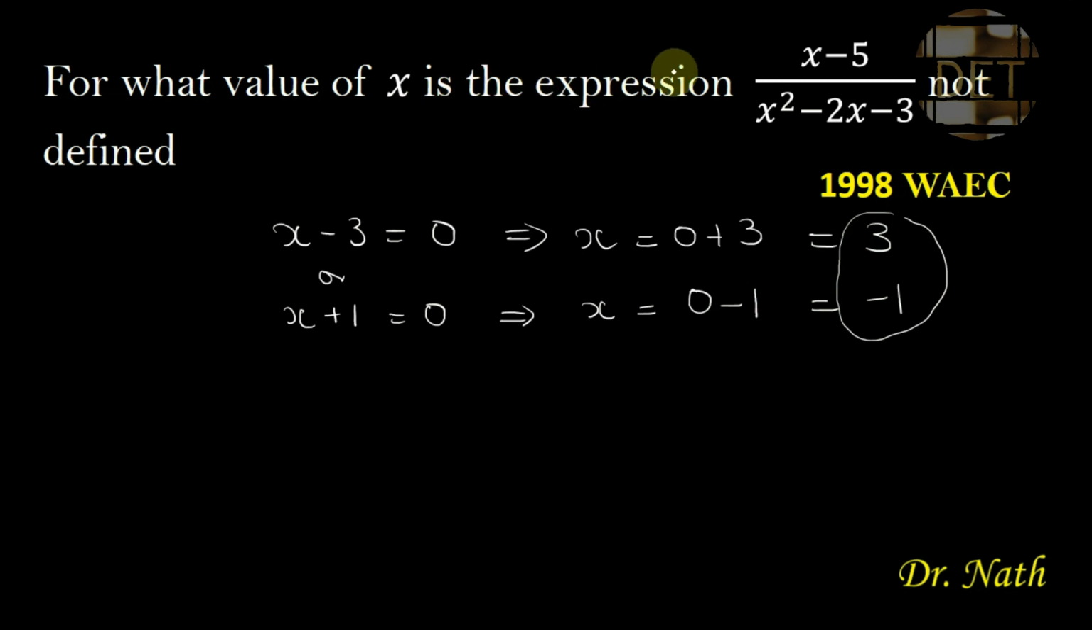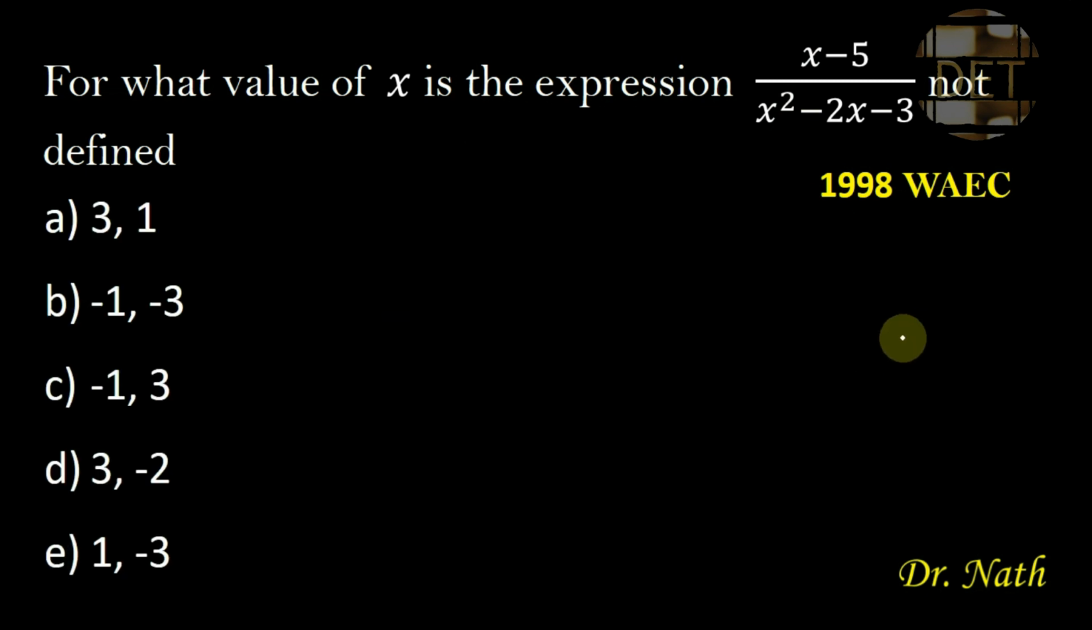So for what value of x is the expression not defined? It is not defined when x is equal to 3 or x is equal to -1. So we have 3 or -1. So the correct answer to this 1998 question is option C, -1, which is this, and +3, which is this. So option C is the correct answer. So this expression is not defined when x is equal to -1 or when x is equal to 3.